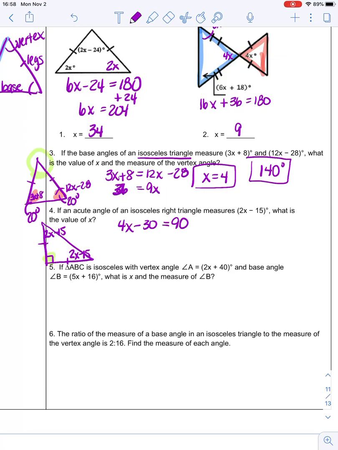So I would take 90, add 30 to both sides, divide both sides by 4, and I get that x is equal to 30, which is what the question asked for, so I'm finished.